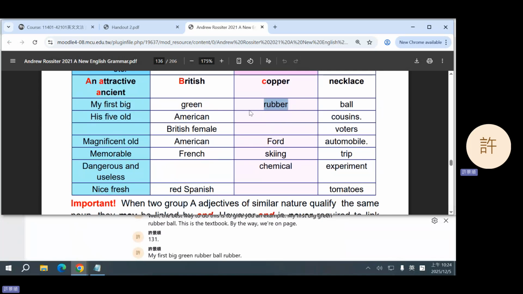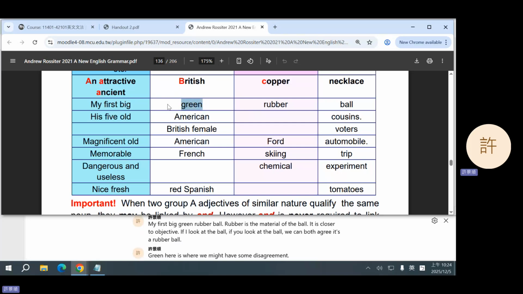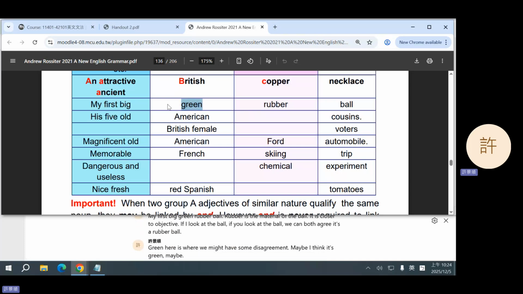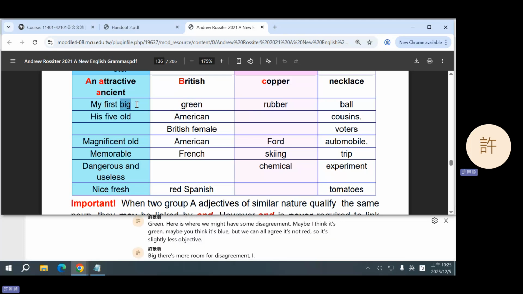Rubber is the material of the ball. It is closer to objective. If you look at the ball, we can both agree it's a rubber ball. Green. Here is where we might have some disagreement. Maybe I think it's green, maybe you think it's blue, but we can all agree it's not red. So it's slightly less objective. Big, there's more room for disagreement. I might think it's big, you might think it's small.